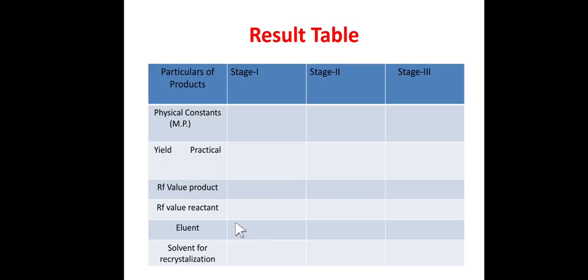So the result table for this multiple stage preparation will look like this. Results should be tabulated as stage 1, stage 2 and stage 3, and the particulars are physical constant, yield, Rf value of product, Rf value of reactant, eluent, that is the solvent system used for the TLC, and finally the solvent for recrystallization. This is how we are going to perform the multiple stage preparations.